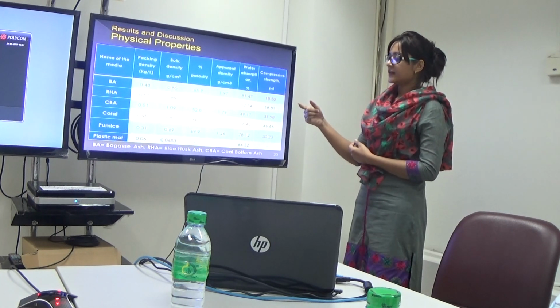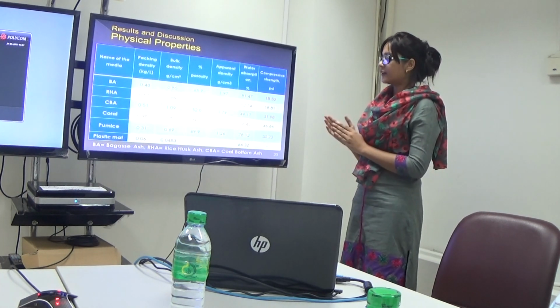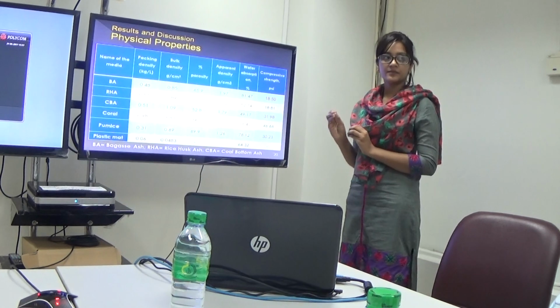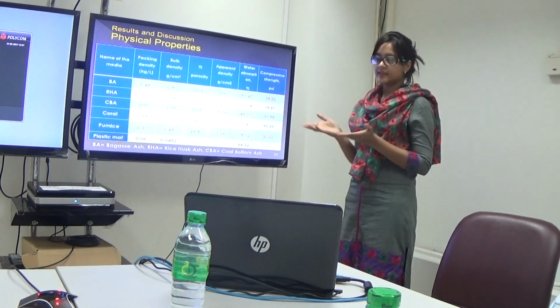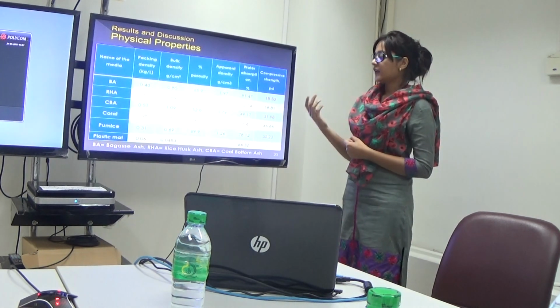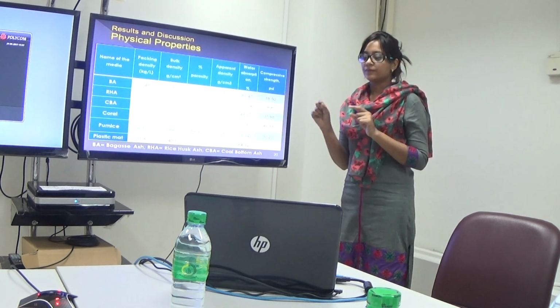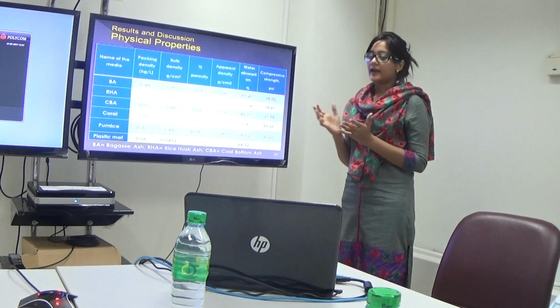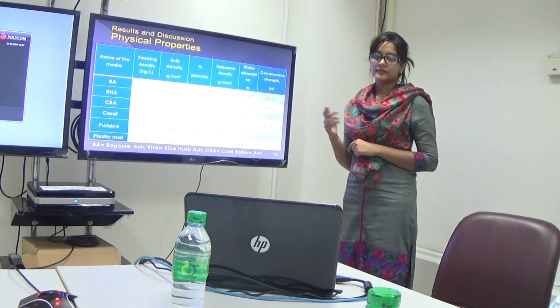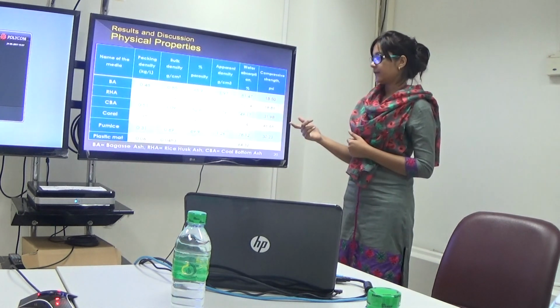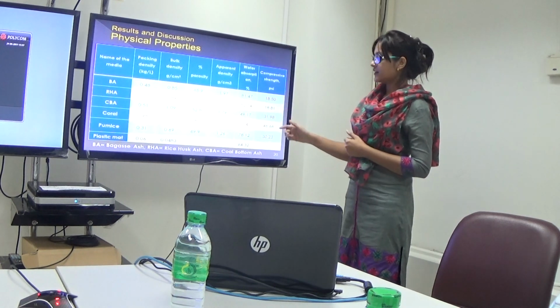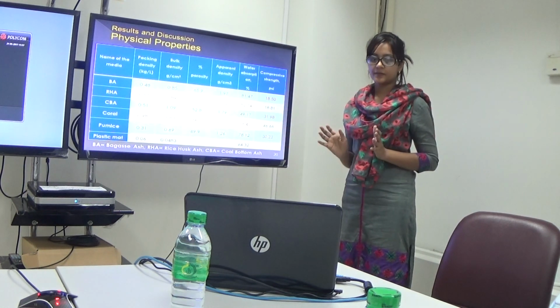Actually plastic mat has different shapes, so we cannot use the Archimedes method for it. It's a plastic, so we use the normal density calculation method, like take the weight and take the volume, then we calculate the density. And for porosity and apparent density, we cannot calculate for this plastic mat.